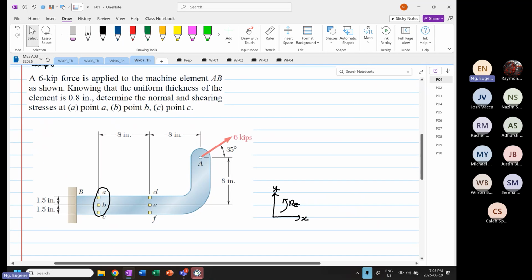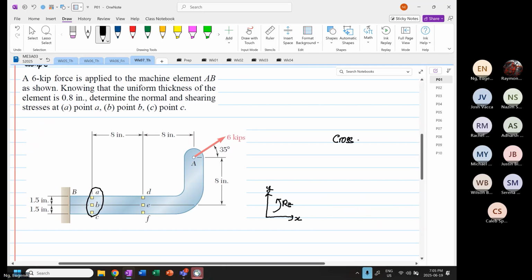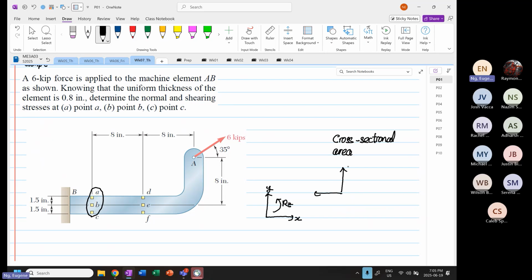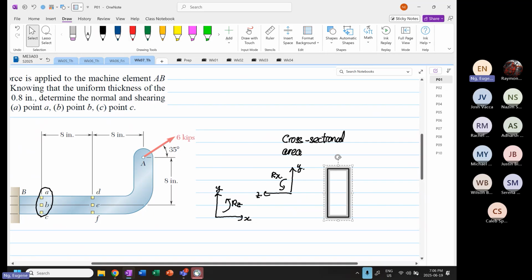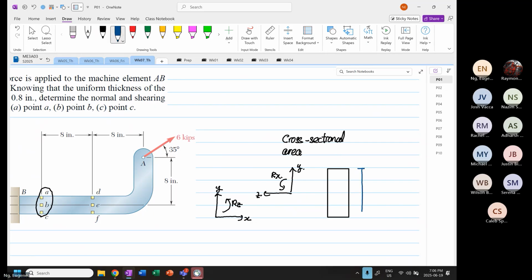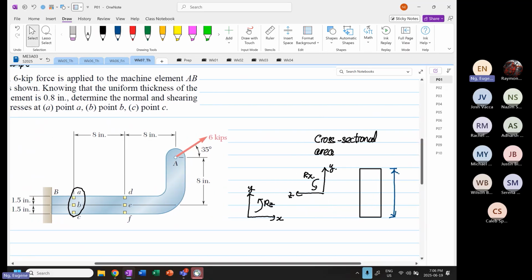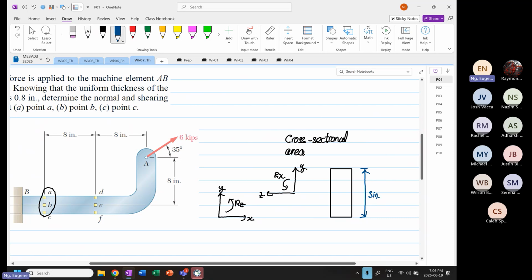To visualize what our cross-sectional area looks like, I'm now going to sketch a cross-sectional area. This will be our Y, this will be our Z, and then using the right-hand rule, this is rotation about X. This is how the cross-sectional area looks like. The dimension from here to here is 3 inches, and the dimension from here to here is 0.8 inches.